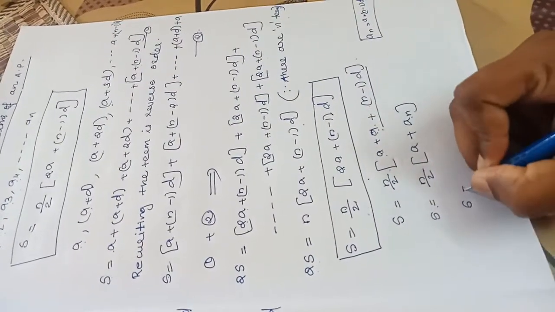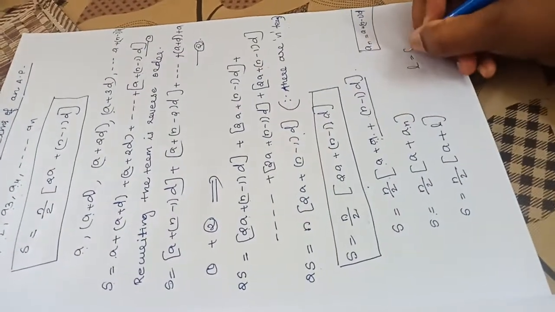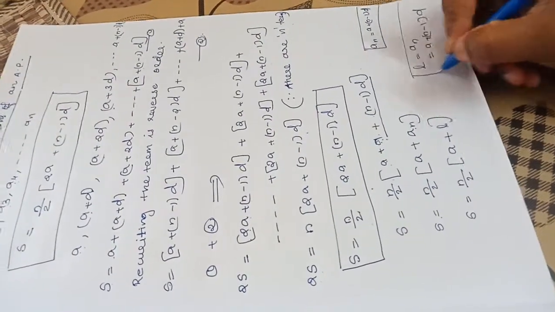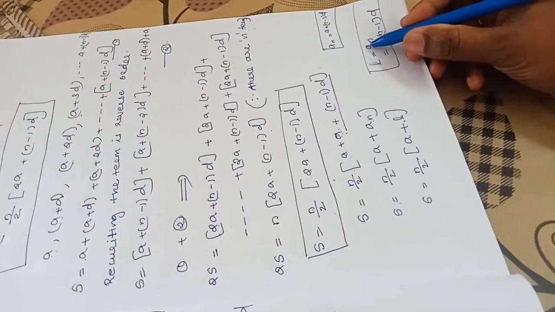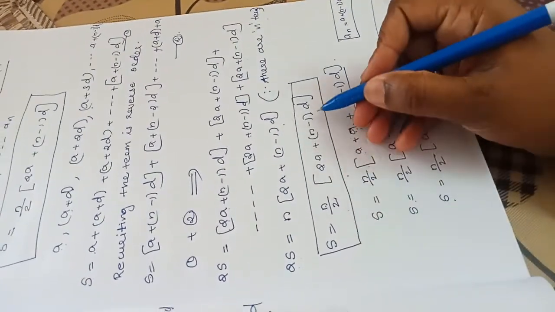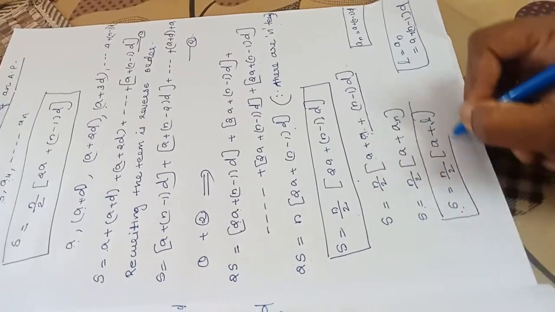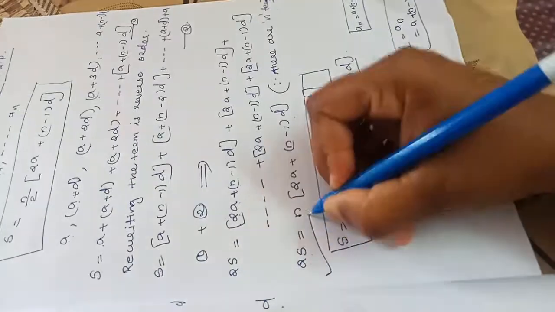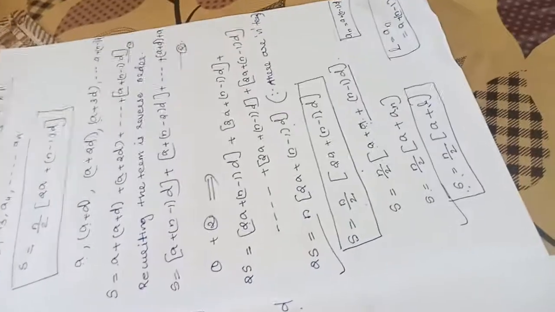So we can denote s is equal to n by 2 into a plus l. What is l here? l is equal to an is equal to a plus n minus 1 into d. Okay, so instead of this an, I denote it using the letter l. What is l? It is the nth term, that is a plus n minus 1 into d. So we got s is equal to n by 2 into 2a plus n minus 1 into d, or s is equal to n by 2 into a plus l, where l is equal to an is equal to a plus n minus 1 into d. Okay, so these two are the equations for finding the sum of the terms of an AP.